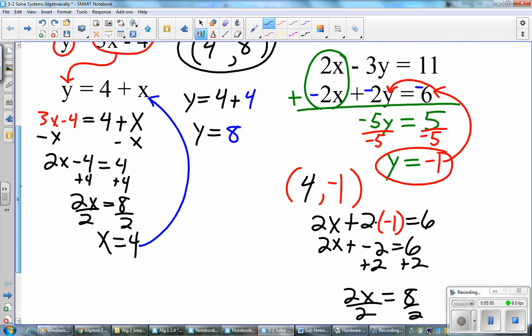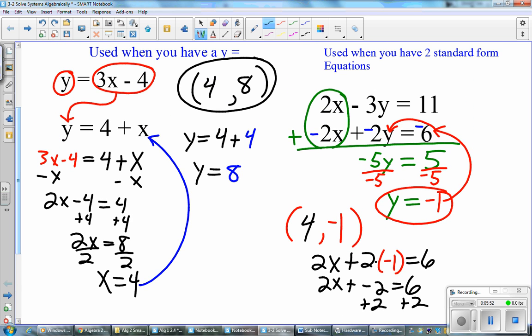If you want to double check, you can grab the other equation and see if they work. Does 2 times 4, which is 8, minus 3 times a minus 1, which is a positive 3, does 8 plus 3 make 11? Sure does. This point works in both equations. This point is where those two cross.